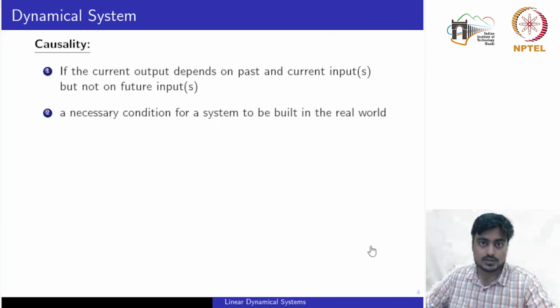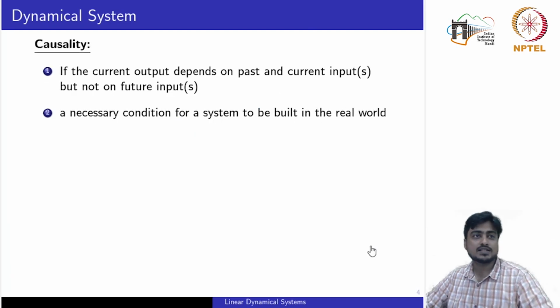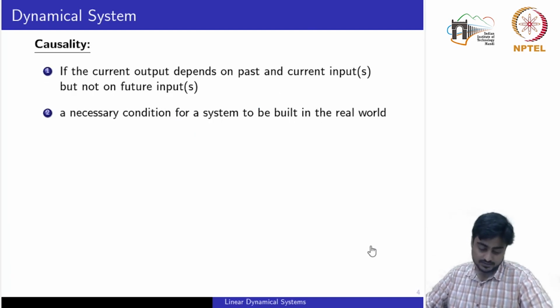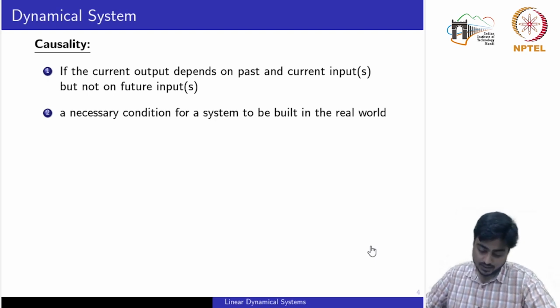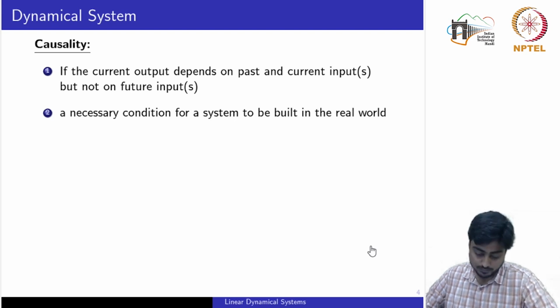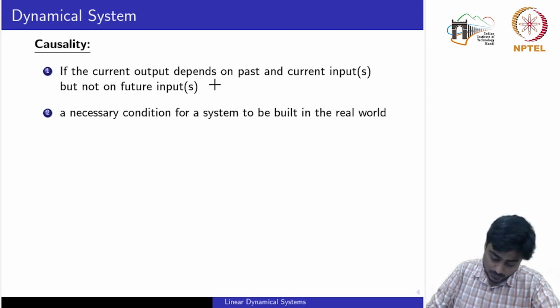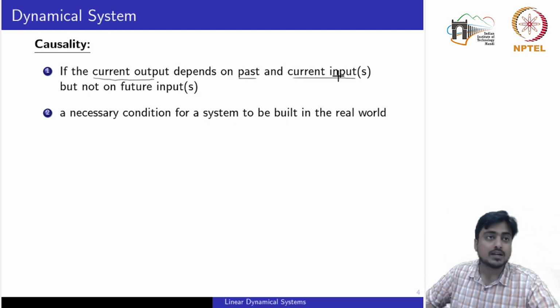Okay. So the first important property of a dynamical system is the causality. The causality is defined in the sense that if the current output depends on past and current inputs but not on the future inputs, then we say that the system is causal. This causality is basically a necessary condition for any system to be built or physically implementable in the real world. So here two aspects are introduced. The first is that the current output depends on either the past input or the current input.